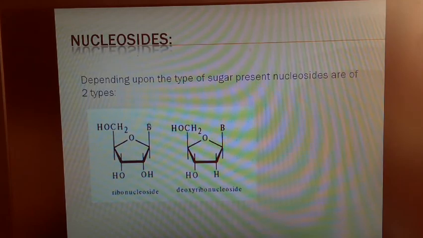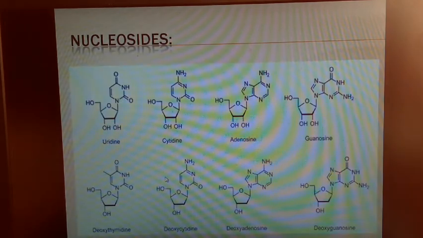Okay, if the base is not bonded and only the sugar moiety is present, then it is called ribose. Ribose, and here it is deoxyribose. Okay, if the base is present, then it is a nucleoside. Next one. As I said, the names are going to change.